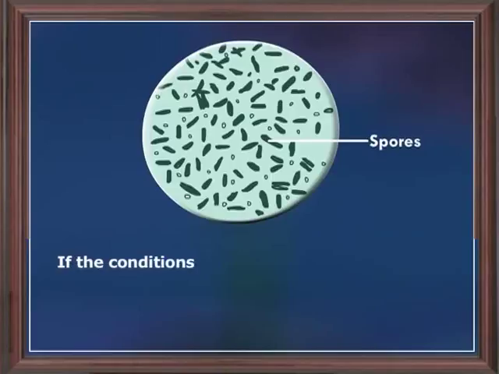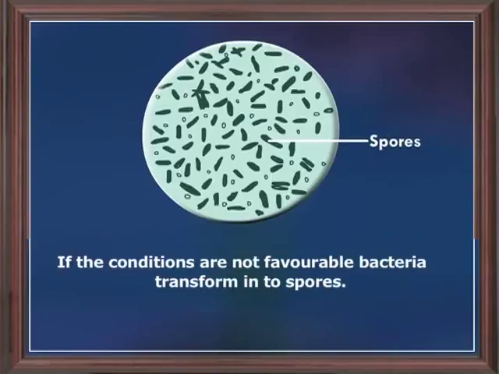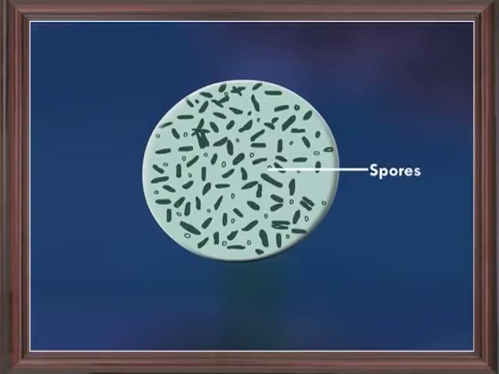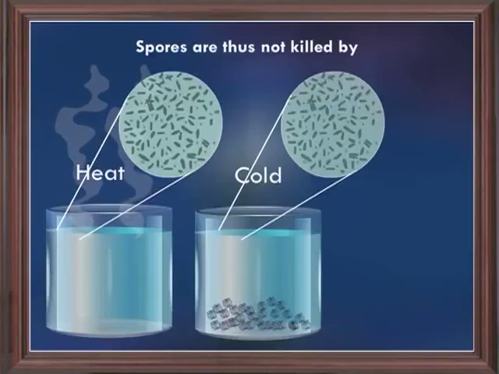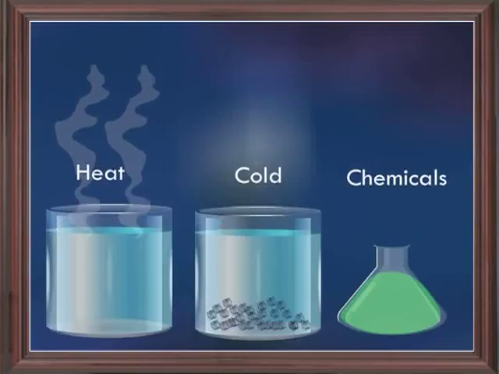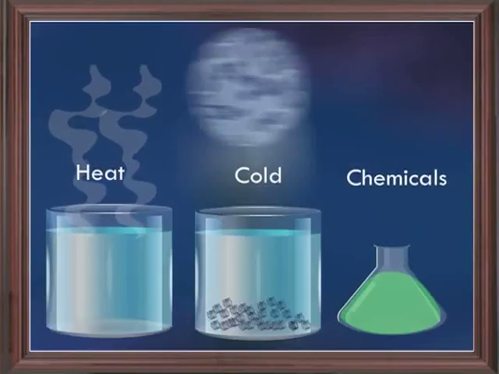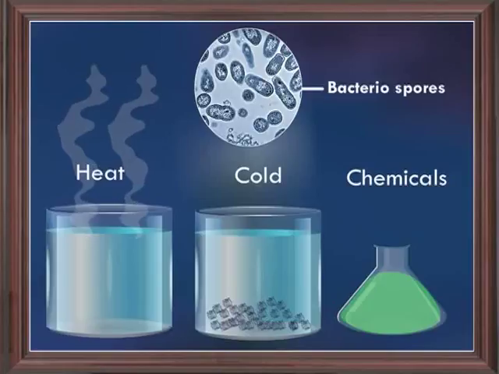If the conditions are not favorable, bacteria transform into spores. Spores are conical with a thick shell-like structure. Spores are thus not killed by heat, cold, chemicals, etc. In this condition, bacteria thus live for a very long time.